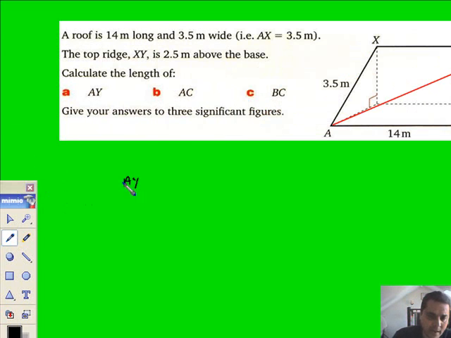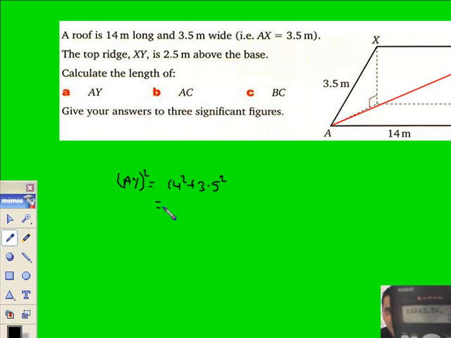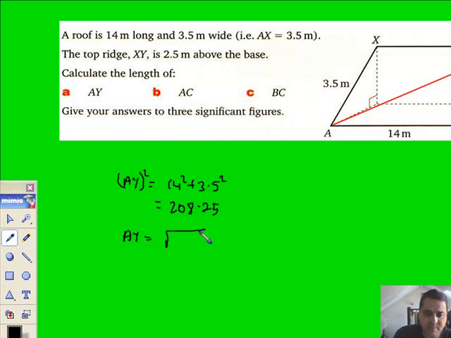So here I go. AY squared equals 14 squared plus 3.5 squared. Just get an answer for that little bit alone. So 14 squared plus 3.5 squared. Again, calculators can clearly handle that. Then just press equals. I've got 208.25, so therefore AY is going to be the square root of that. Good to show this last step before you get your full marks with the answer.